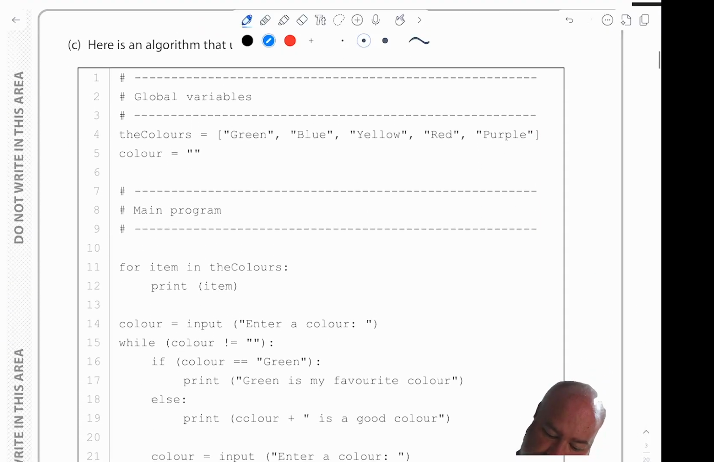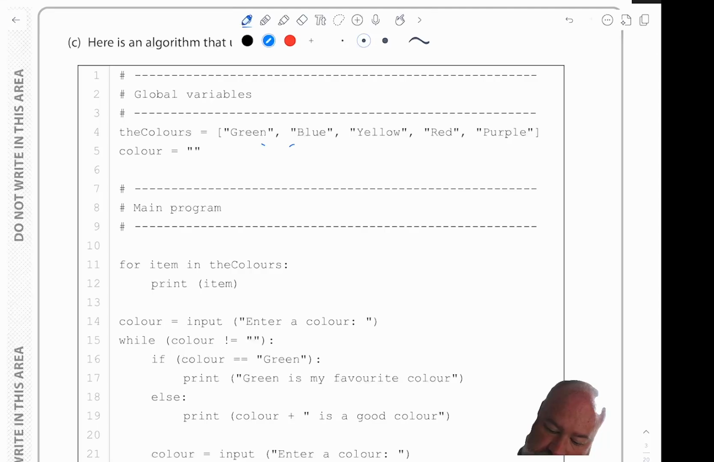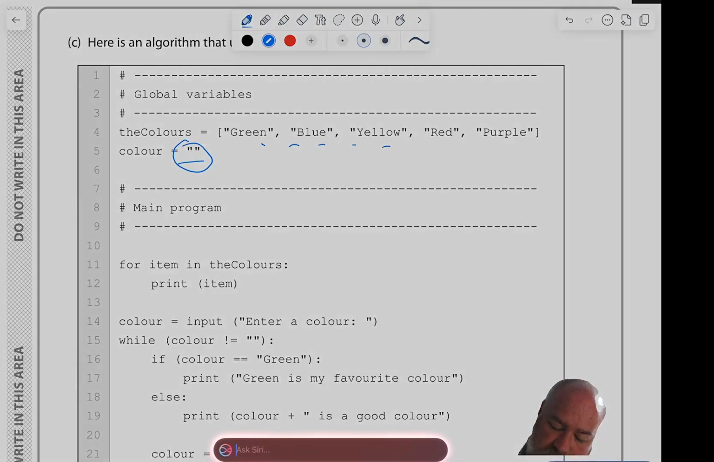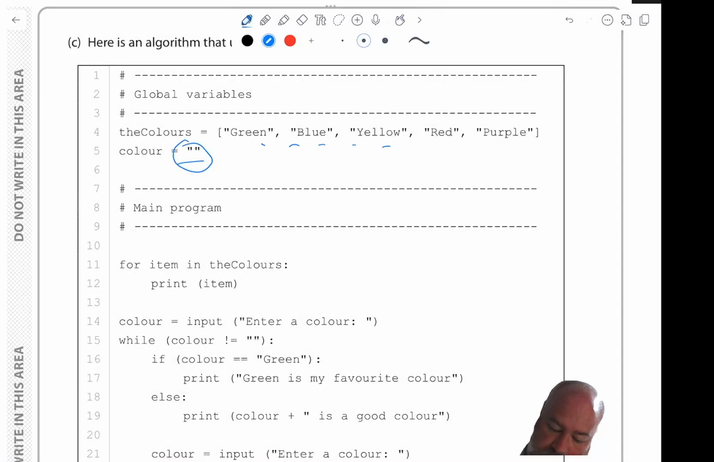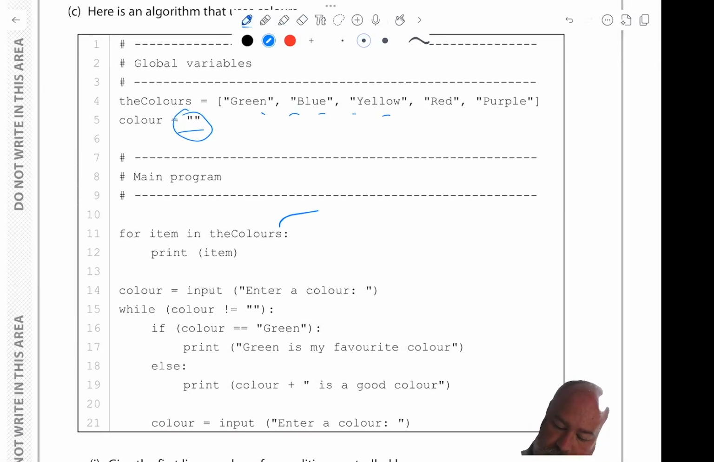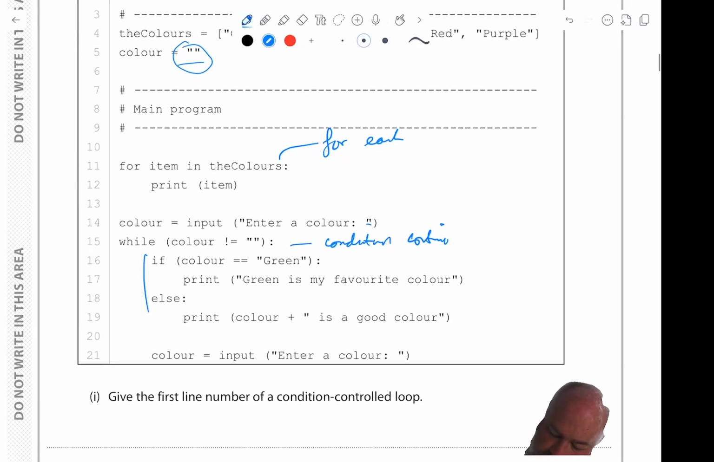Here is an algorithm that uses colors, right? So we've got an array here because they're all the same data type. We've got a global variable and initialize an empty string. Main program, a for each loop. And then we have a condition controlled loop. And then we've got conditional statements here. Let's have a look at the question.